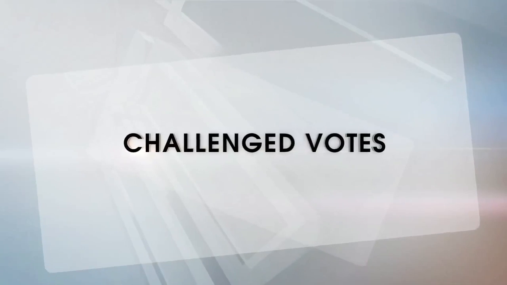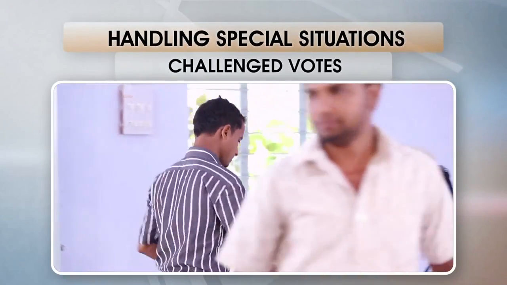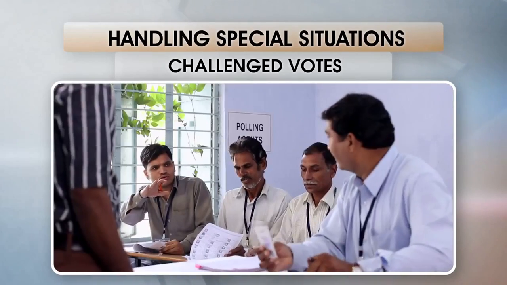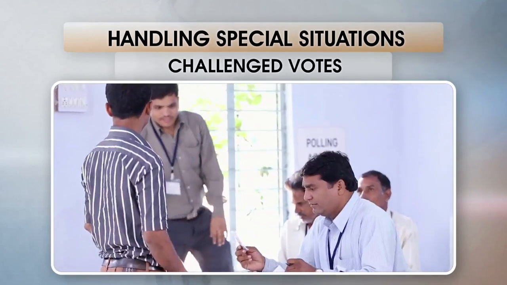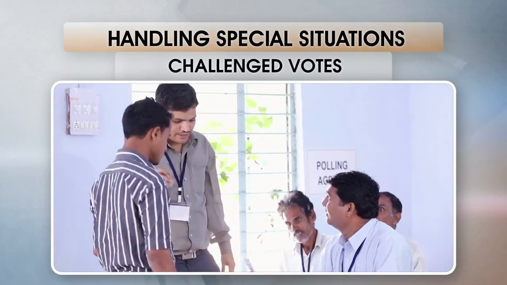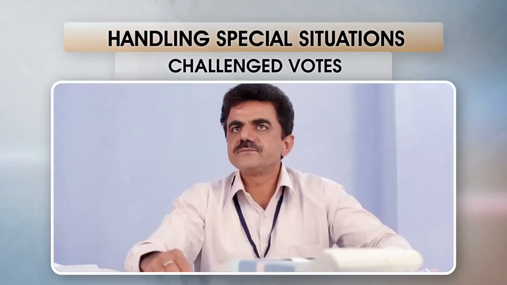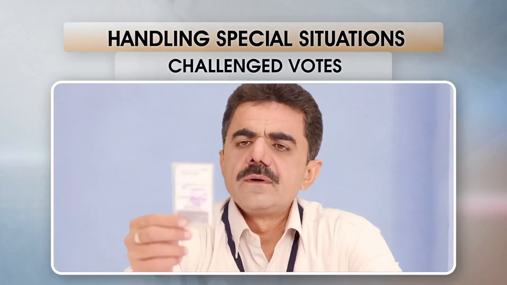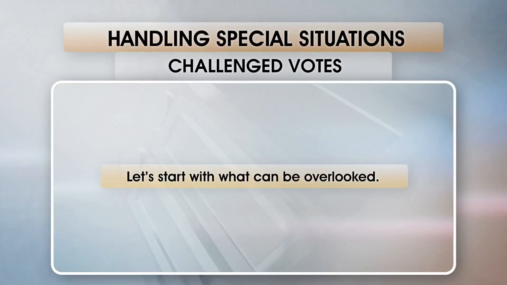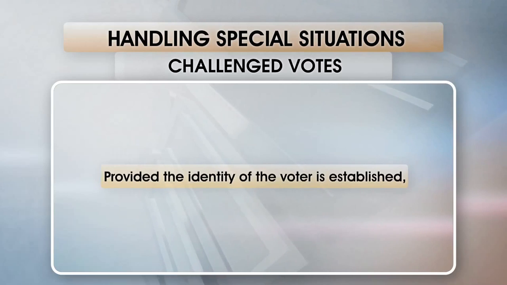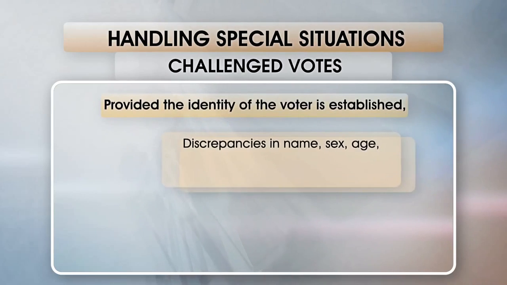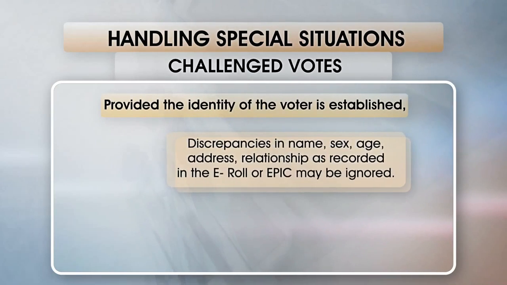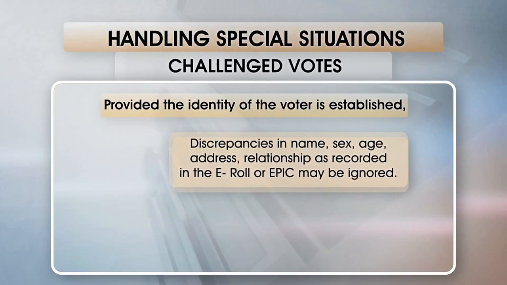Challenged votes. First of all, what to do in case a voter's identity is challenged? Let's start with what can be overlooked. Provided the identity of the voter is established, discrepancies in name, sex, age, address, relationship as recorded in the e-roll or EPIC may be ignored.